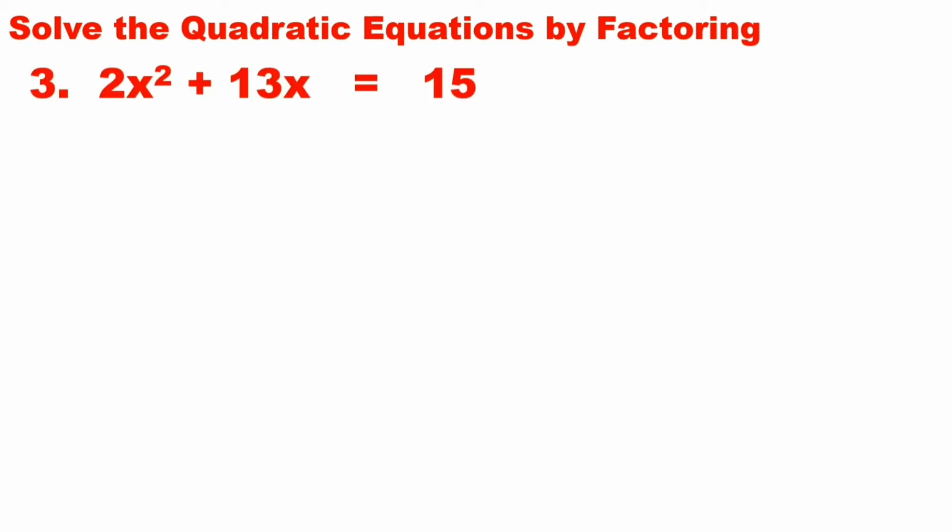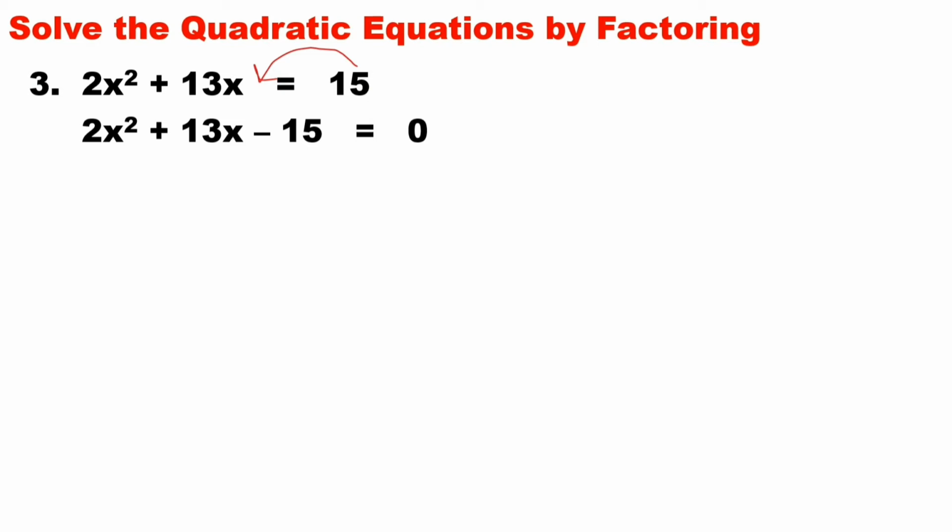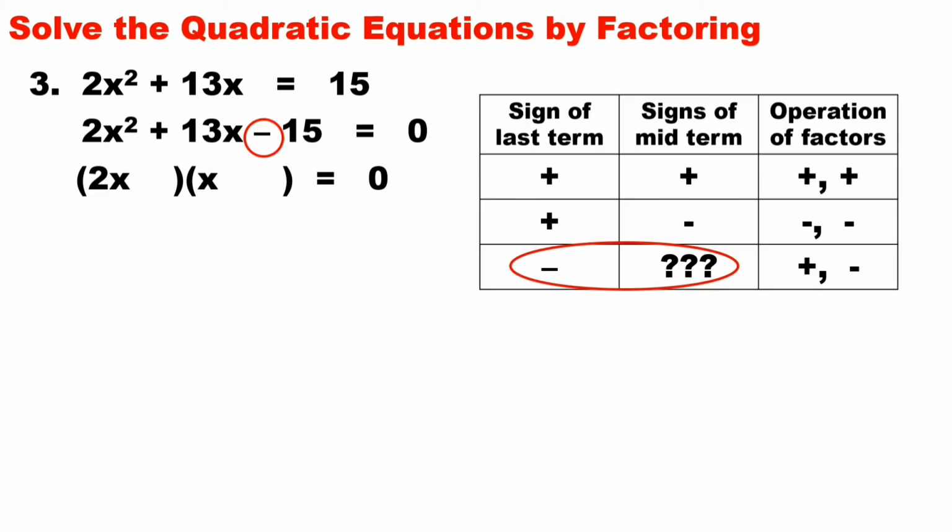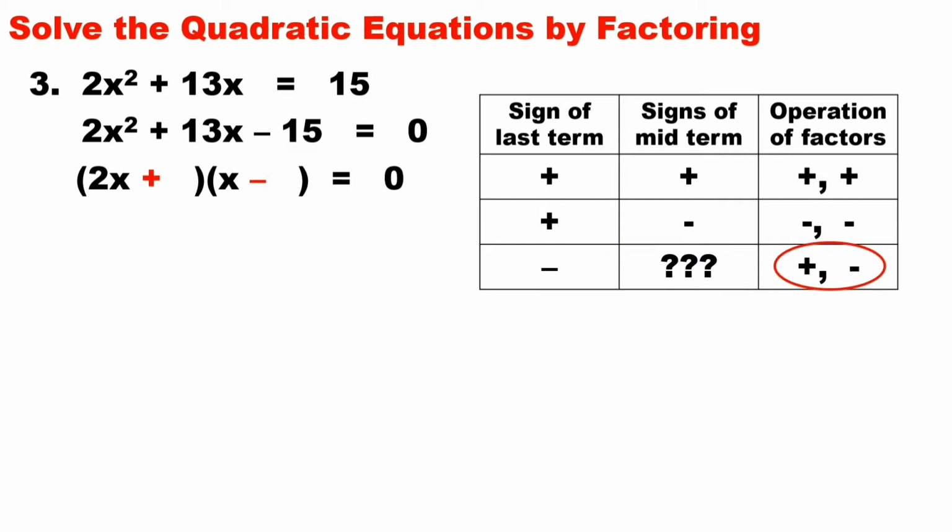Number 3 problem, solve 2x squared plus 13x equals 15. Once again, change the quadratic equation into its standard form by transposing positive 15 from right to negative 15 to the left. The factors of the first term 2x squared are 2x times x, and since the last term is negative, the operations of the factors are plus and minus.